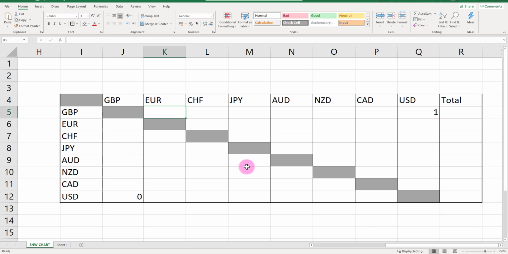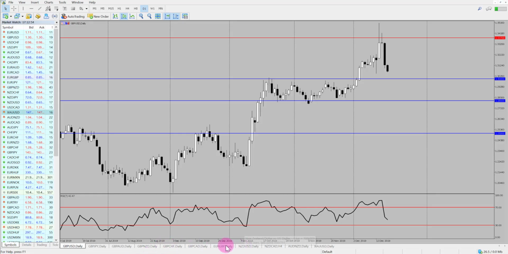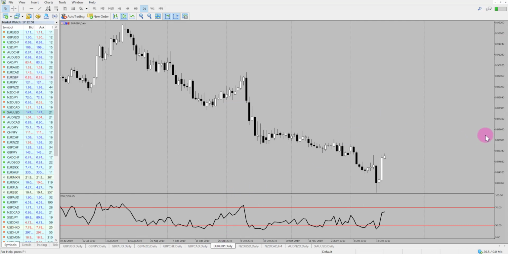Moving on to the next pair, let's try euro pound. But this is obviously inverse, pound euro. Euro pound is just here. We'll take a look at that, and euro pound should be along here. Now what's this market doing?